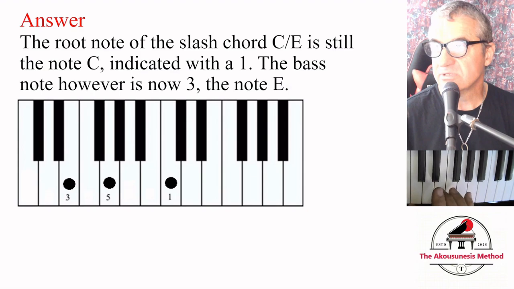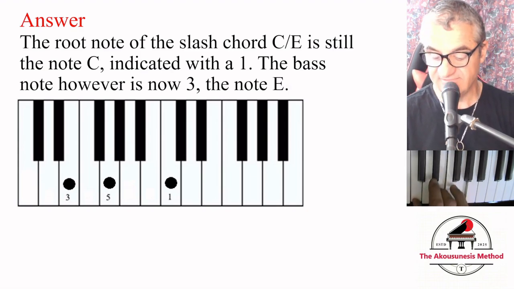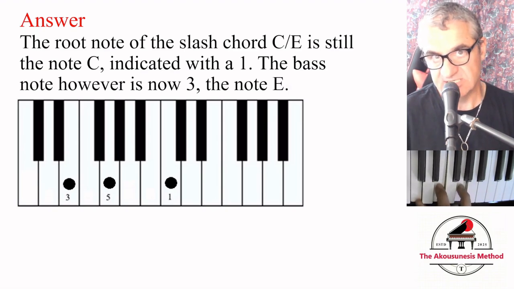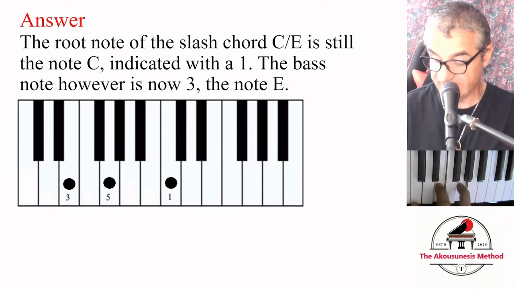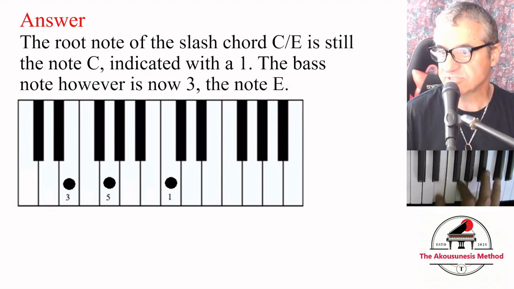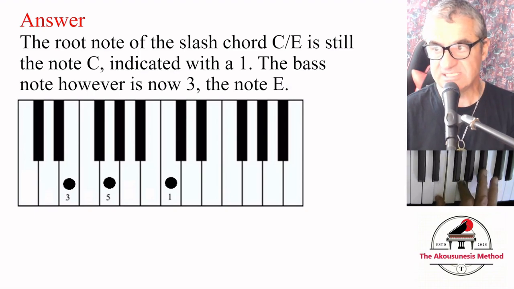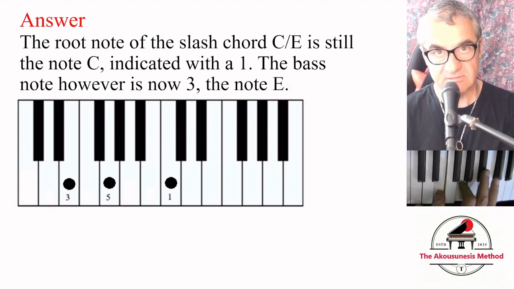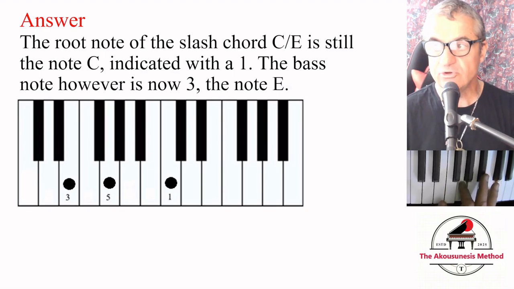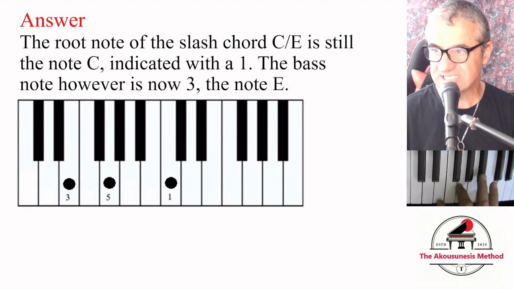A note, so the root note of the slash chord, C over E. If you have a look here, we've got C, okay? If we take the bottom note, the C, and just move it up to the high C, we'll call that an inversion, first inversion. Now you can see that the bass note is E, right? That's the bass note, but the root note of the chord is still C. We'll call this a slash chord.